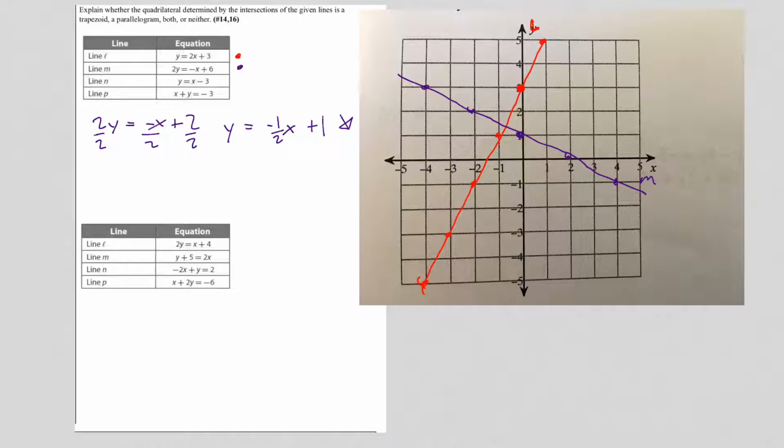And let's keep going. Pick a different color. Hopefully the colors help you. So now let's try to graph this line. This one's going to start at negative 3, and it has a positive slope. Positive, up 1 over 1. So this is line N.